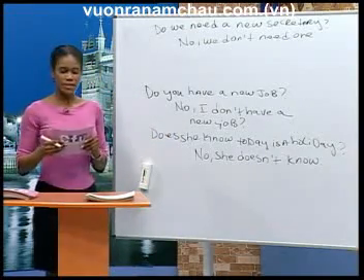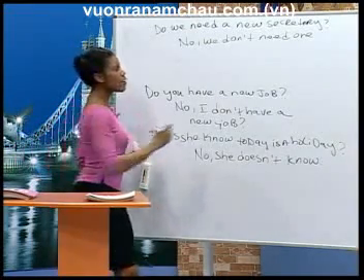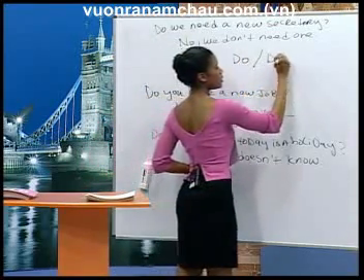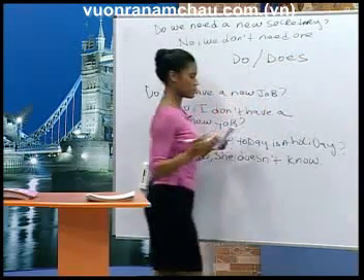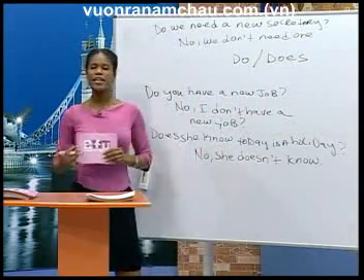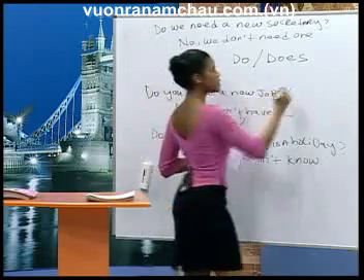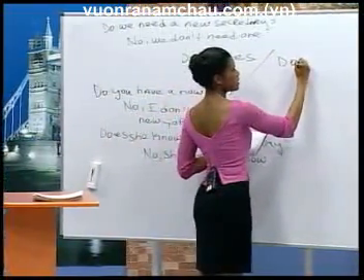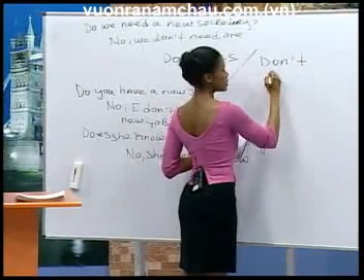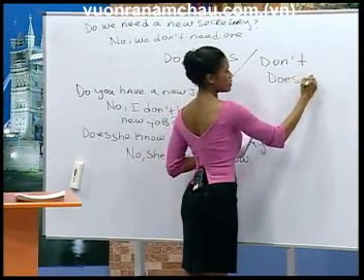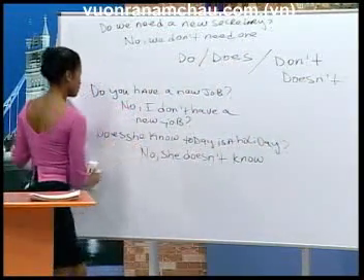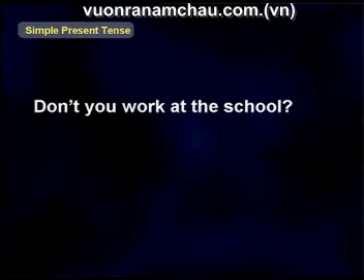All right, when we ask a question, we use the helping verbs do or does. In a negative response, we use the same helping verbs, but in a different form. Don't or doesn't. Okay. We need to look at some more examples.